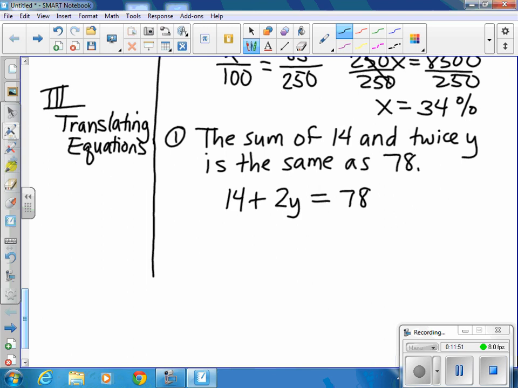I'm not so much concerned about your ability to solve it at this point as your ability to translate it. So if you wish to solve that one, you can, but I'm going to focus more on the translating aspect.